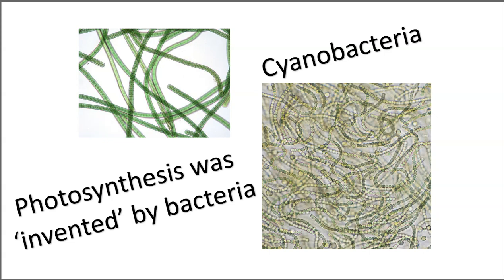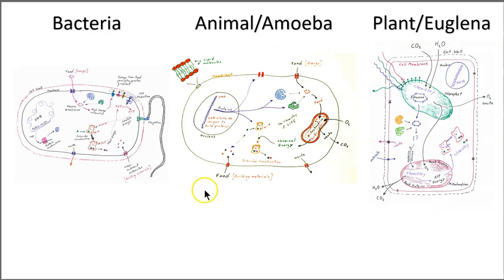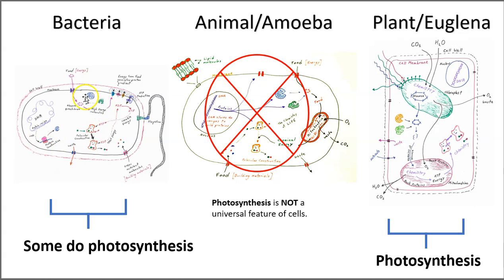So if we think about our three cells here, but two categories, the complex cells on the right and then the simple cell on the left, some bacteria perform photosynthesis. No animals or amoeba perform photosynthesis. And of course, the plants and single-cell creatures like Euglena do perform photosynthesis. So photosynthesis is not a universal feature of cells.